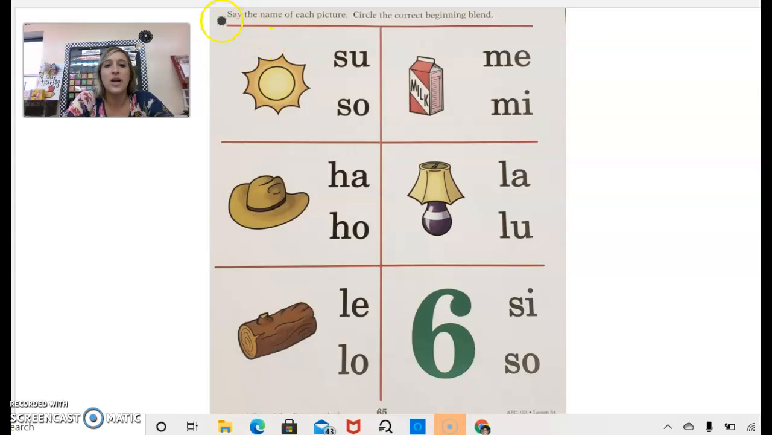All right, so let's look right here. It says, say the name of each picture, circle the correct beginning blend. So not just the first sound, but the blend, the vowel sound that goes after it. All right, so let's look.